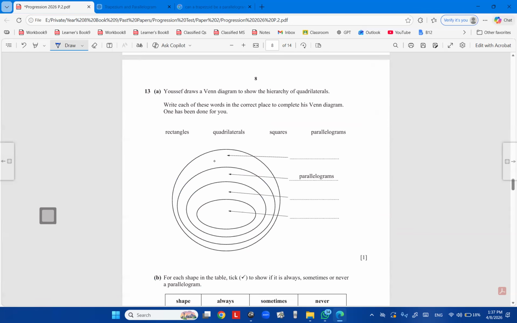Here you're going to find that all of these are called quadrilaterals. All these 4 shapes. This parallelogram is a quadrilateral. Squares are quadrilaterals. Rectangles are quadrilaterals. So the very big circle, which includes the other 3, is the quadrilateral. And here we got a parallelogram. After that, over here we got a rectangle.